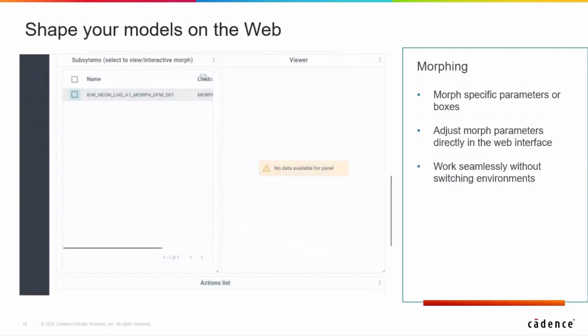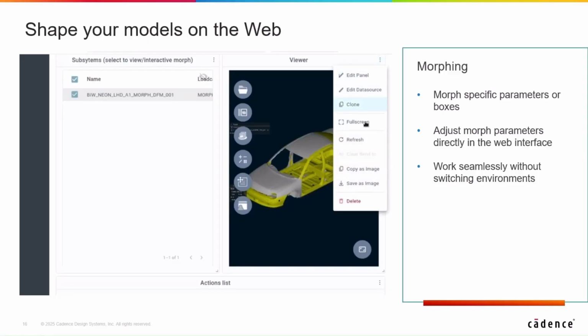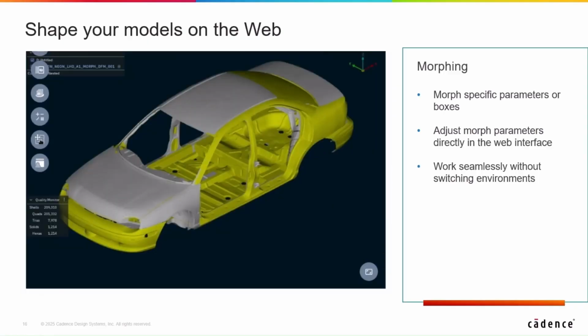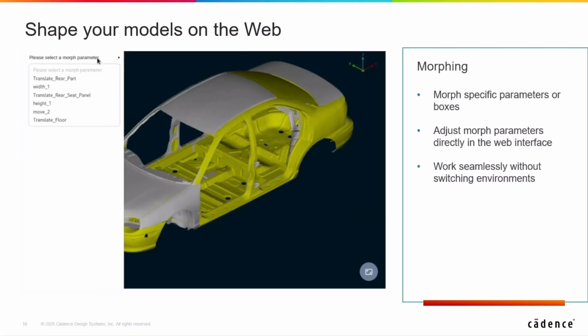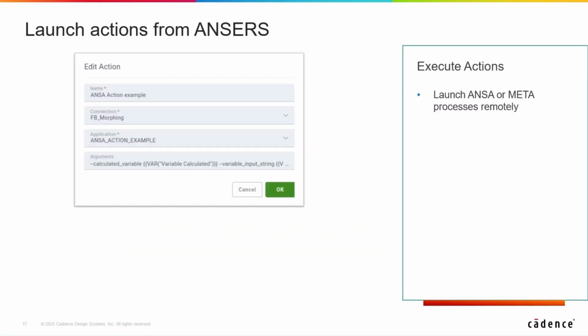Morphing actions are now available directly from the web interface. Users can trigger morph operations that act on specific parameters or boxes without having to leave the browser environment. Morph parameters can be adjusted interactively, and the corresponding changes are applied to the model via ANSA in the background. This approach reduces the time spent switching between tools and supports faster what-if studies, since multiple morph variants can be generated and evaluated more efficiently.